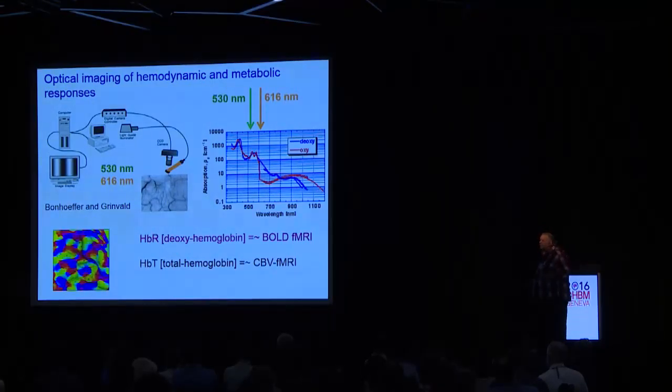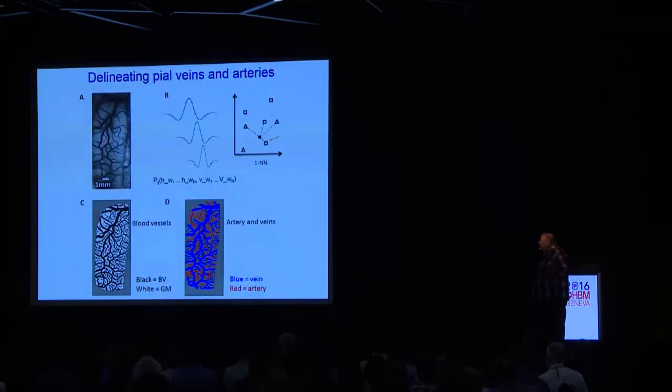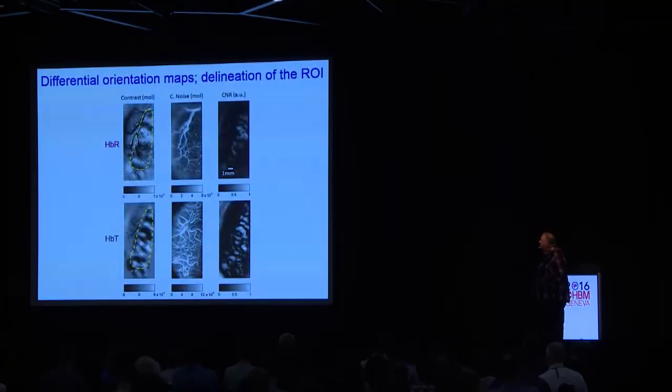The principle of the measurement is based on different absorption of the oxy and deoxyhemoglobin as a function of wavelengths of illumination. Based on data from two wavelengths, we can compute changes in the deoxyhemoglobin, which approximates bold fMRI, and changes in total hemoglobin, which approximate cerebral blood volume fMRI. We also delineated cortical vessels, or pial vessels, and identified arteries and veins in order to check contributions of draining veins to decoding of orientation.